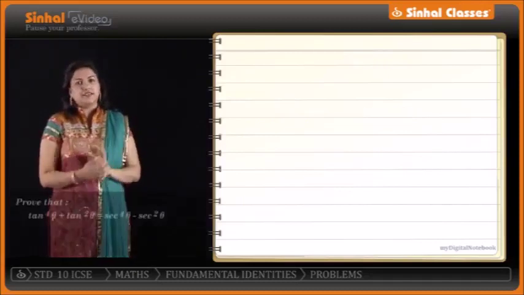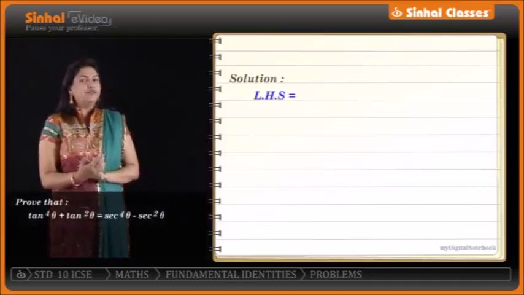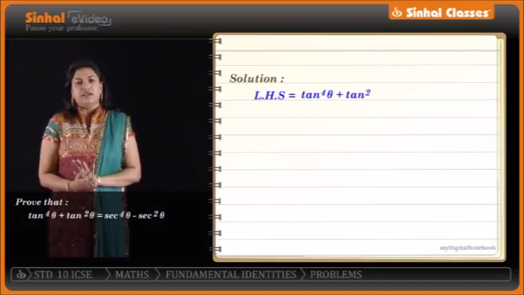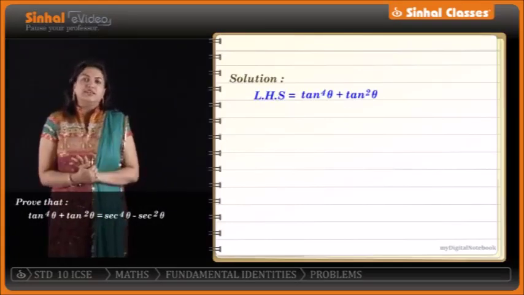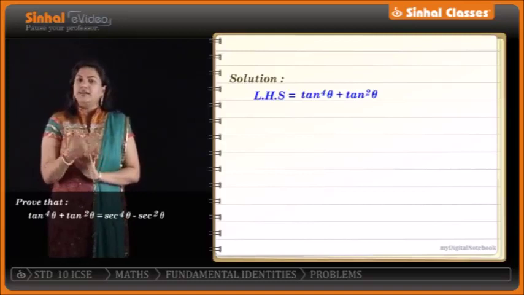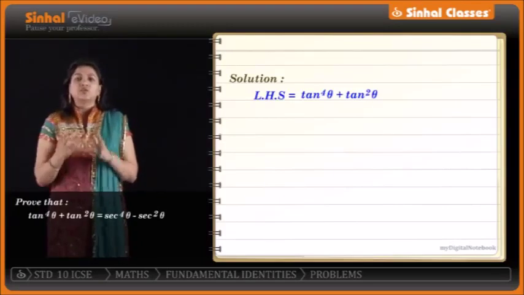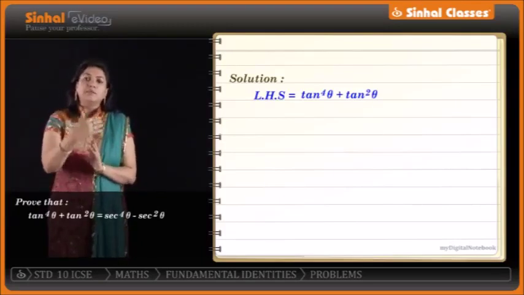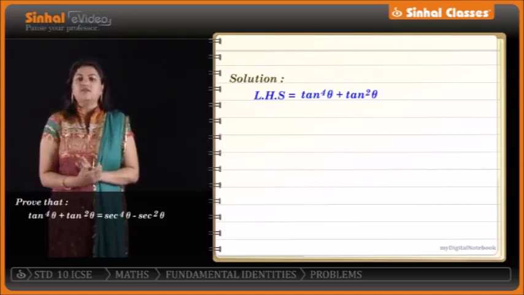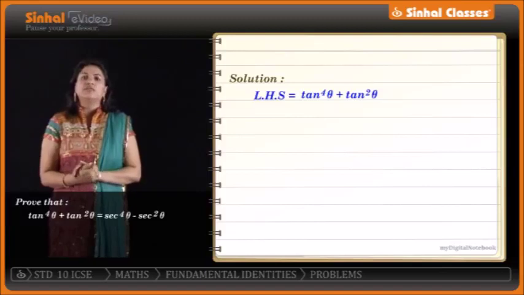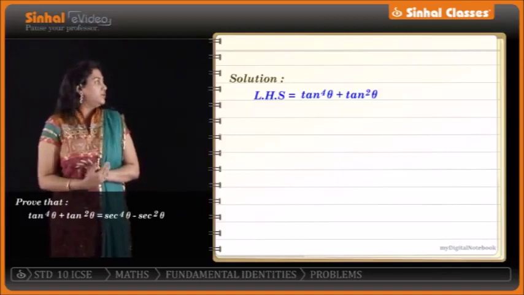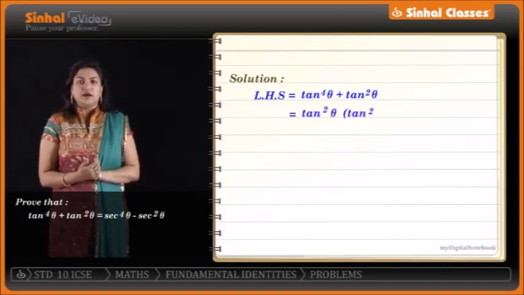Here we start with LHS, which is tan 4 theta plus tan square theta. Now using this LHS, we want to arrive at RHS. Now in RHS, we have sec 4 theta and sec square theta. So what we need to do here is replace tans in terms of sec. Now first of all, from LHS, we can take tan square common. We have tan square theta into tan square theta plus 1.